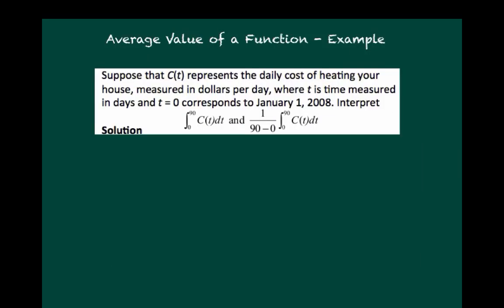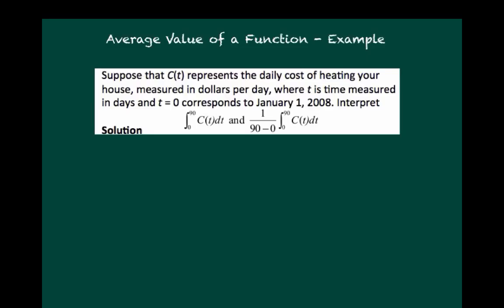Okay, this last example asks us to interpret these two expressions at the bottom. And it tells us that C of t represents the daily cost of heating your house, measured in dollars per day, where time is measured in days. t of 0 corresponds to January 1st, 2008. So, what does this first integral mean, and what does this second expression mean?